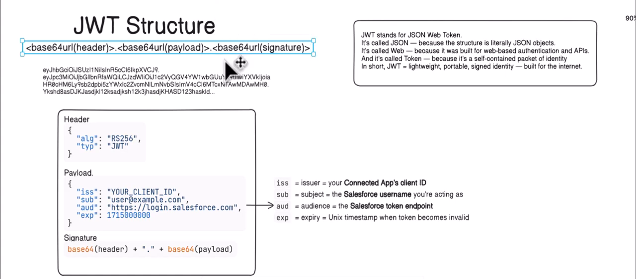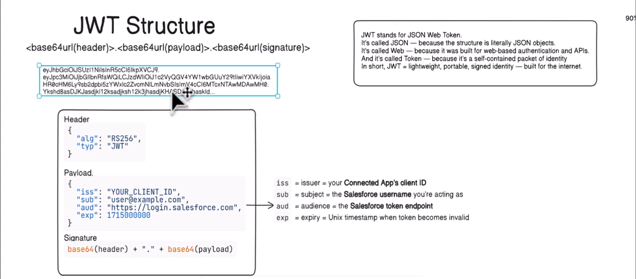And I'll not go into details about what is base 64 URL encoding, because if I start talking about these things, the video will become too long. So just understand that base 64 URL encoding is used to encode something, right? In this case, we are encoding header, we are also encoding payload, right? And we are also encoding signature.